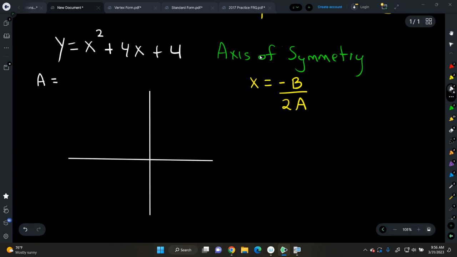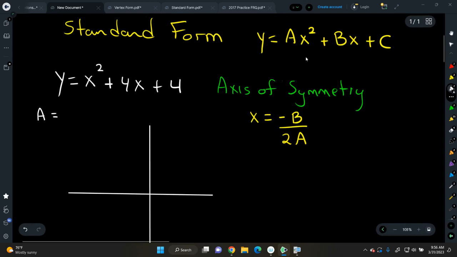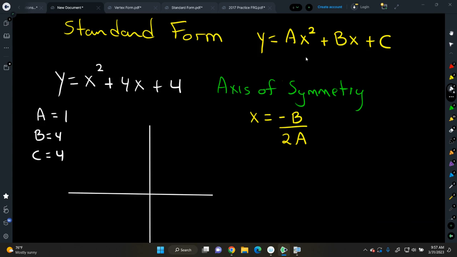So what's a? A is the number in front of the x squared. So what is A? What number's in front of the x squared? 1. What's B? And what's C? 4. Okay? So our axis of symmetry is negative B.